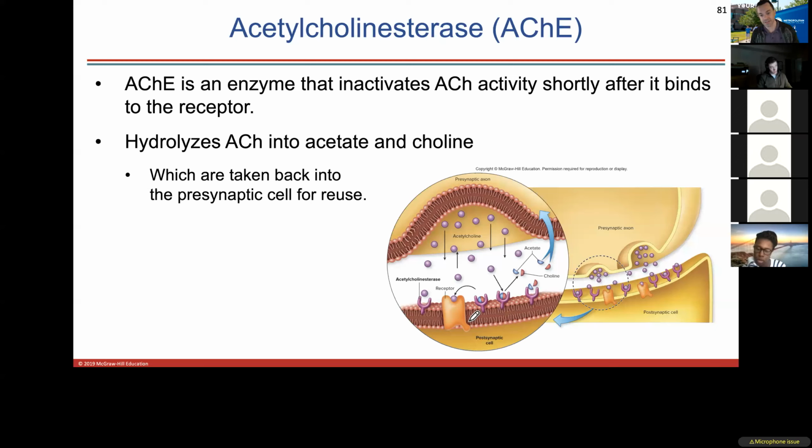Because if acetylcholine is there in the synapse, what's it going to do? Bind to the receptor and trigger something to go. So this helps to break it down and destroy it. Break it down into its component parts, and it re-ups back into the synaptic knob of that presynaptic neuron. And we put it back together, and we recycle it. We do it all over again.